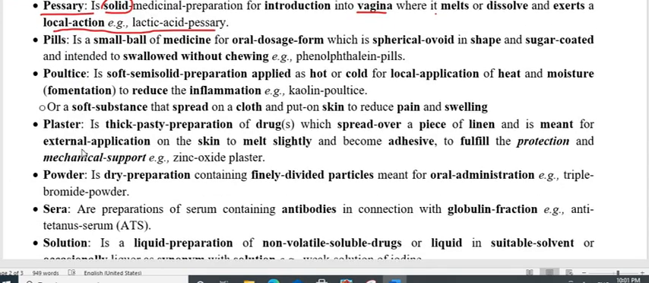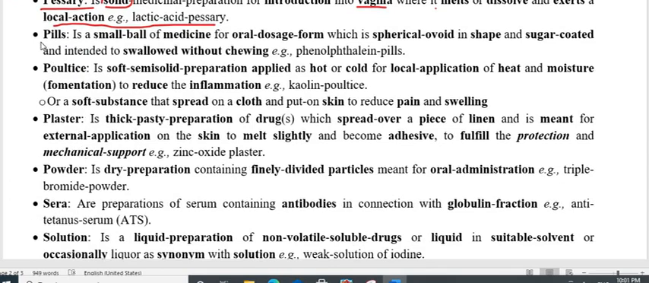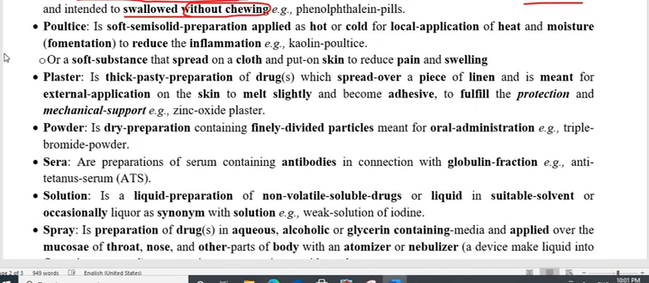Now we have to go through the pills. Pills are like a small ball of medicine for oral administration, spherical, wide in shape, and also sugar coated, and used for swallowing. We are not going to chew it. So this is called pills. Now we have to go through some more terminology. Poultice. This is very important.